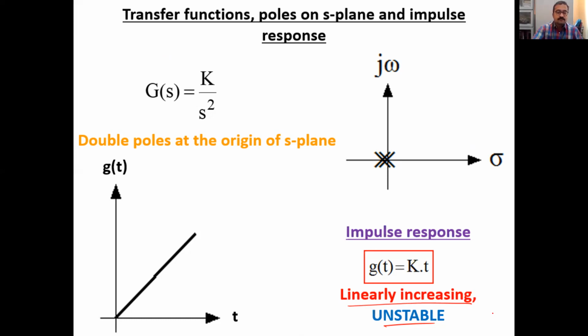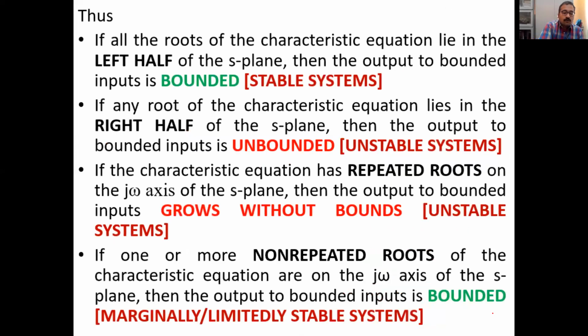Okay. So to conclude, if all the roots of the characteristic equation... what do you mean by characteristic equation? The denominator of the transfer function, right? The denominator of the closed loop transfer function is called the characteristic equation, or you can say they are the poles. So if all the roots of the characteristic equation, or all the poles of the system, are in the left half, then the system is stable, because the output will be bounded for bounded inputs.